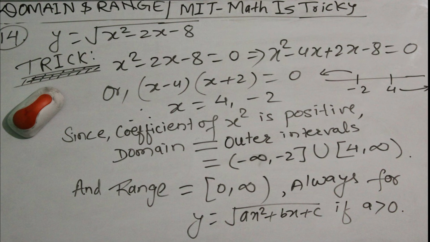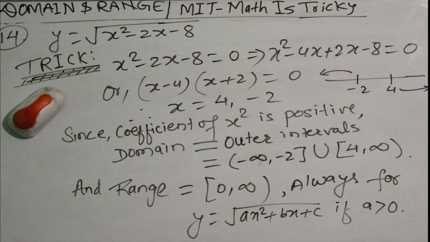So just factorize and find the value of x, which will give the result as 0. By factorizing, we'll get x equals 4 and x equals minus 2. Now, since the coefficient of x square, you have to remember this concept: if the coefficient of x square is positive, our domain will be the outer intervals, not the middle one. So we can obtain, see here, minus 2 and 4 are the values of x.